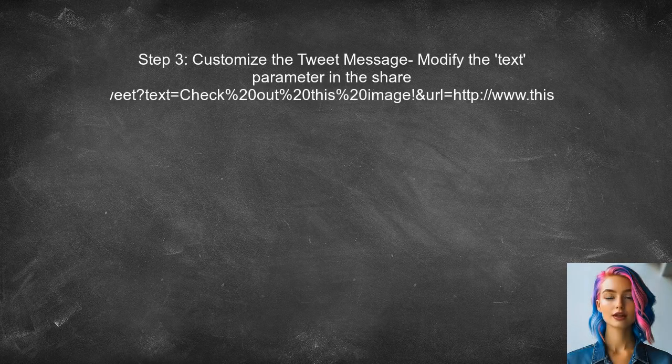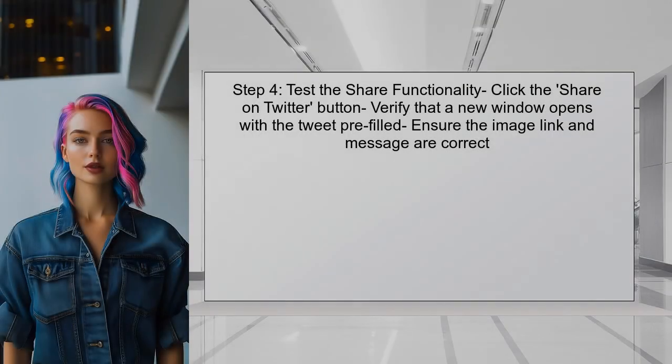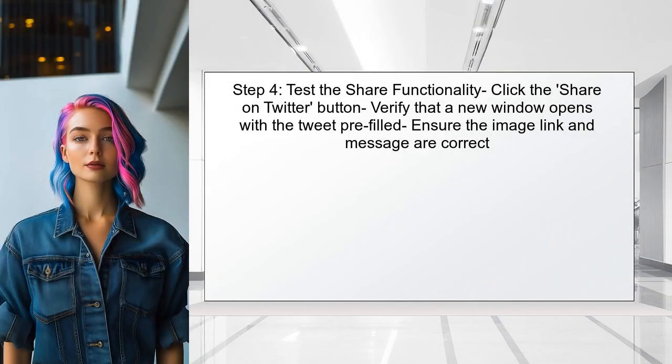After setting up the button, the user should customize the message that will appear in the tweet. This can be done by modifying the text in the share link. Finally, the user can test the functionality by clicking the share button. This should open a new Twitter window with the image link and the custom message ready to be tweeted.